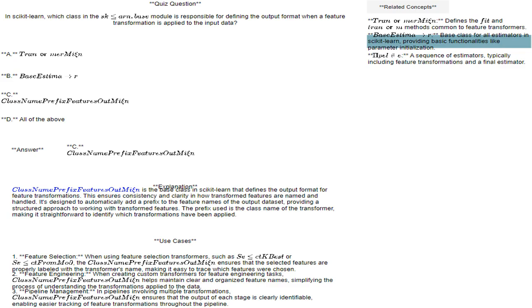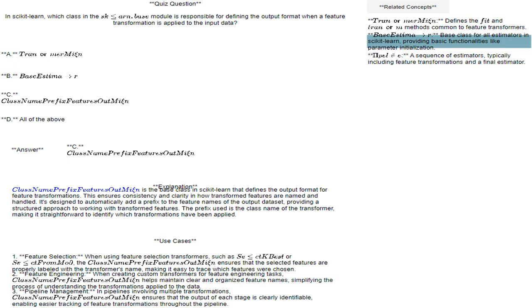Class name prefix features out mixin is the base class that specifically defines the output format for feature transformations. It adds a prefix to the feature names using the transformer's class name, ensuring clear and structured output. True. Class name prefix features out mixin is the base class in scikit-learn that defines the output format for feature transformations. This ensures consistency and clarity in how transformed features are named and handled.